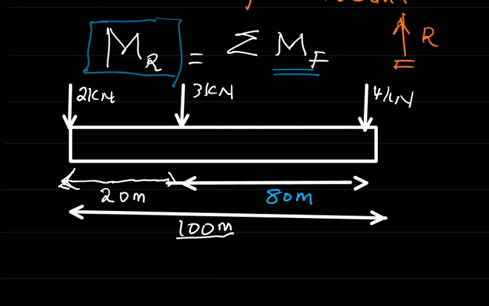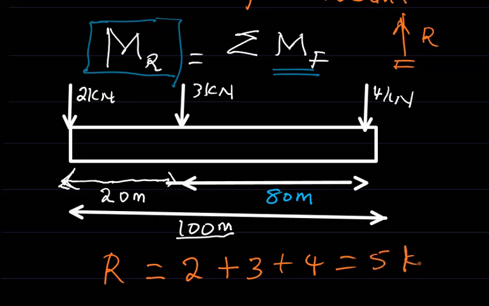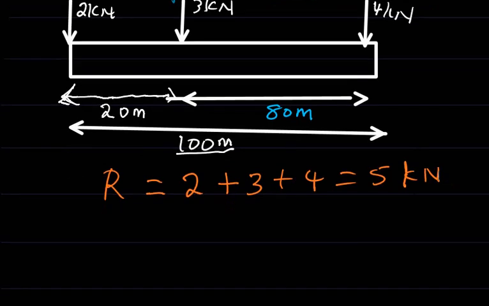First of all, let's start with the magnitude of the resultant. We have forces acting downward, so the resultant is going to be the sum of 2 plus 2 plus 3 plus 4. So the resultant of the system is 9 kilonewton. Having gotten the resultant, now let's look at the position of the resultant.